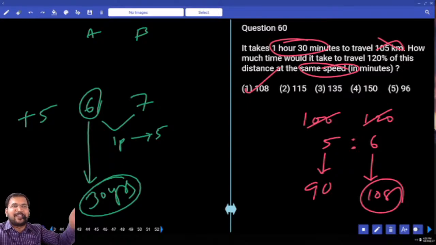No need to take 105 kilometers. Original distance is 100, new distance is 120. Here speed is constant. Whenever speed is constant, distance and time are directly proportional to each other. Are you clear or not?